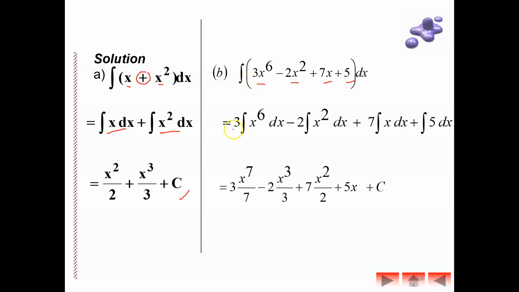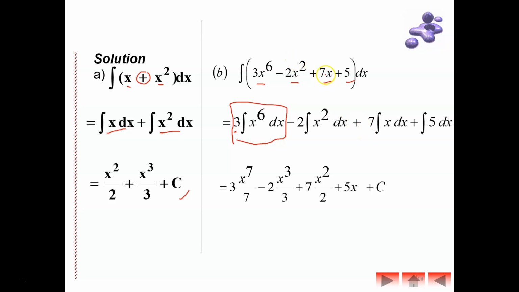3 is a constant, so you just leave the 3 over here. Then you have x squared dx. So this will be your first function, and then minus. 2 is your constant, put 2 at the front, then the remaining will be x squared dx. Okay, that is number 2.